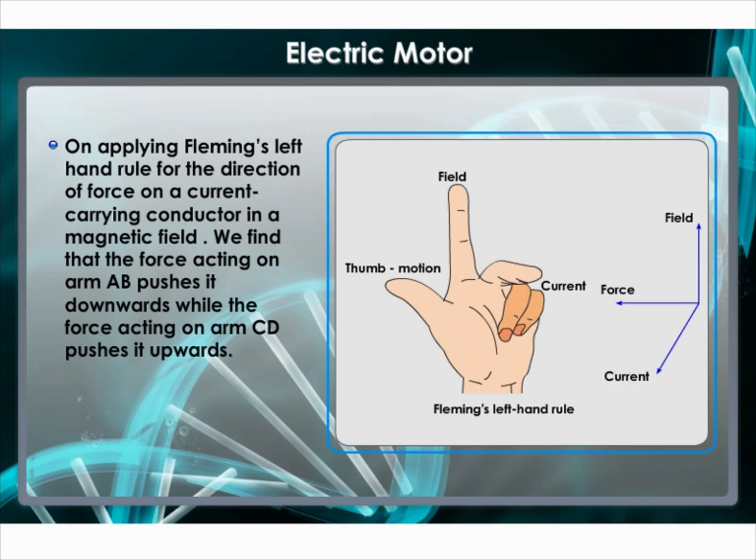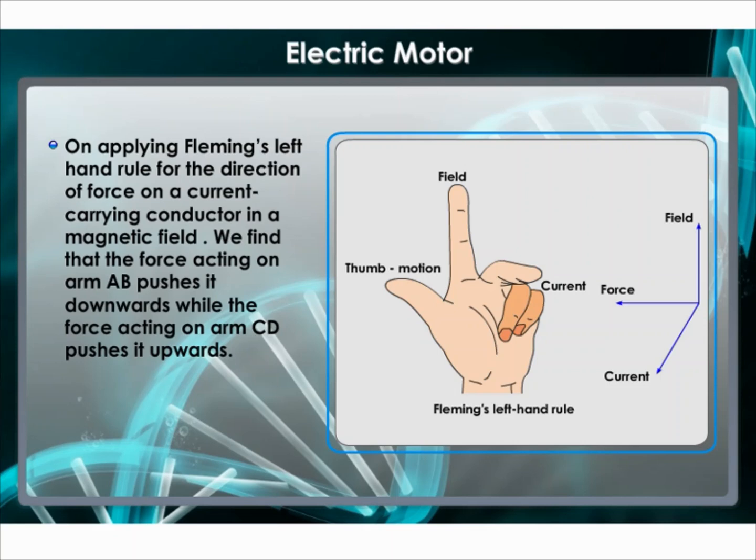At half rotation, Q makes contact with the brush X and P with the brush Y. Therefore, the current in the coil gets reversed and flows along the path DCBA. A device that reverses the direction of the flow of current through a circuit is called a commutator. In electric motors, the split ring acts as a commutator.